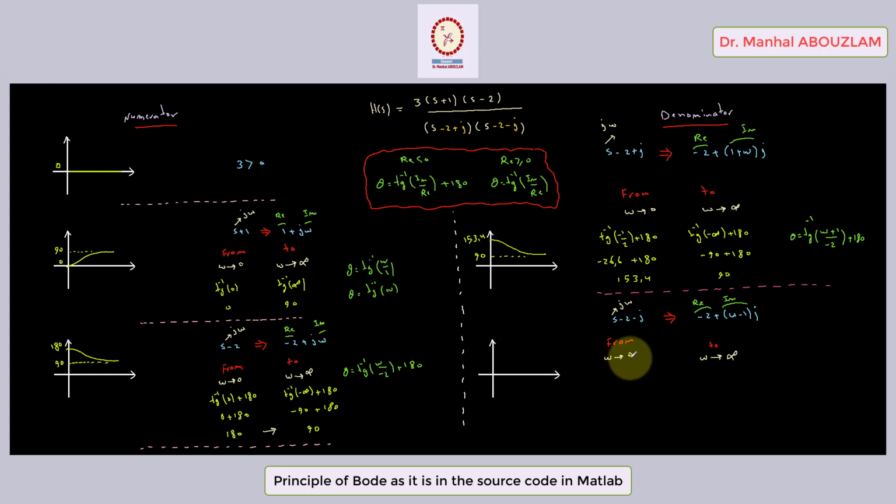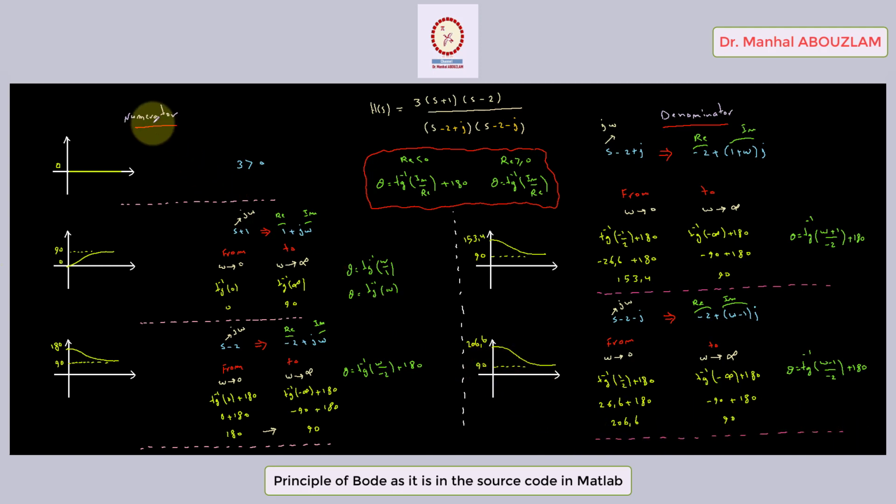How to plot it by hand? If you observe, the real part is always negative, so the phase is equal to the inverse tangent of w minus 1 over minus 2 plus 180. So for the frequency from 0 to infinity, the phase varies from about 206.6 to 90.